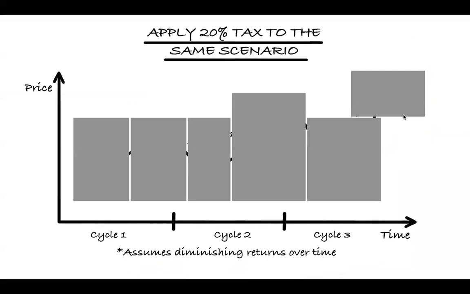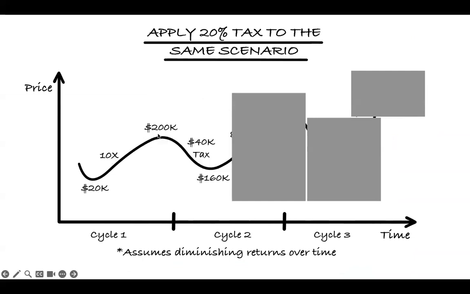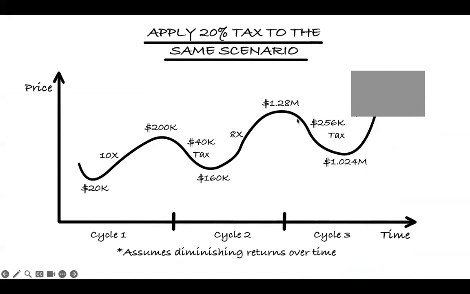So let's apply 20% tax to the same scenario, right? So cycle 1, $20,000, and then we've got a 10x in price. We've reached $200,000. But then let's say there's a 20% tax scenario. Well, that's $40,000 worth of tax. And now you're down to $160,000. Then we 8x that return. That takes our $160,000 to $1.28 million. 20% of $1.28 million is $256,000 in tax. You've got $1.024 million. After a 7x, we're still looking at a very, very nice and tidy $7.16 million over 3 cycles.